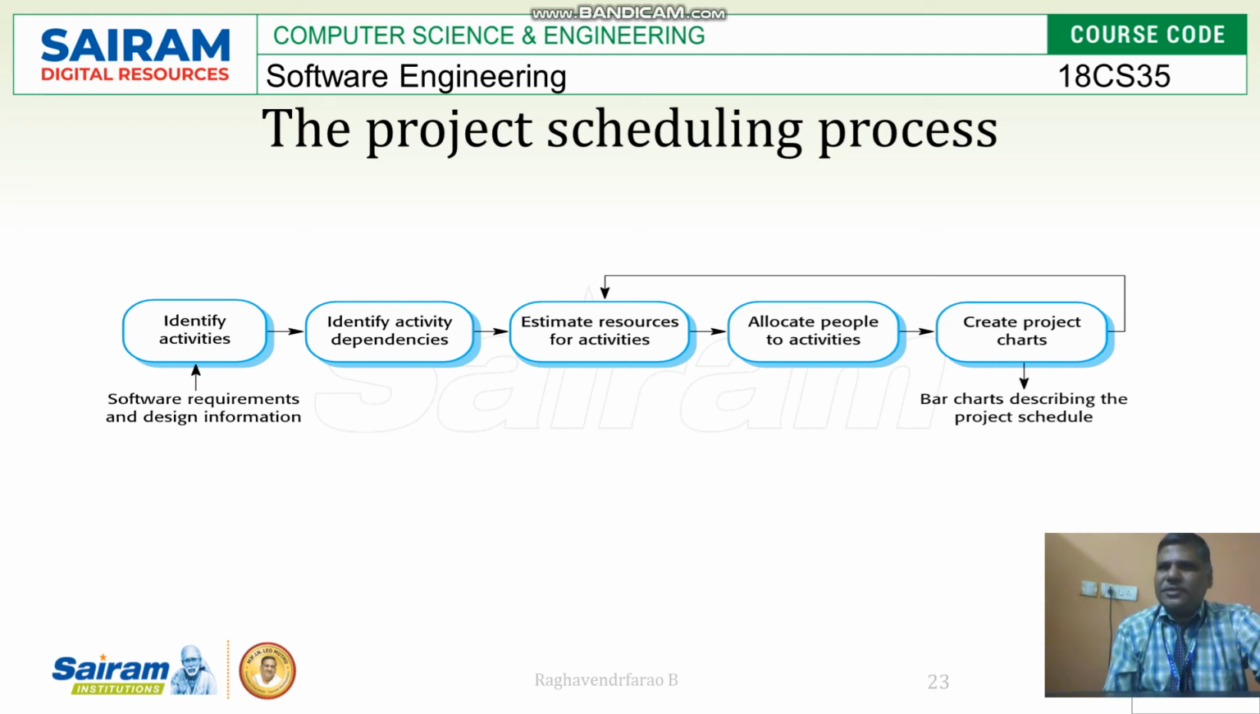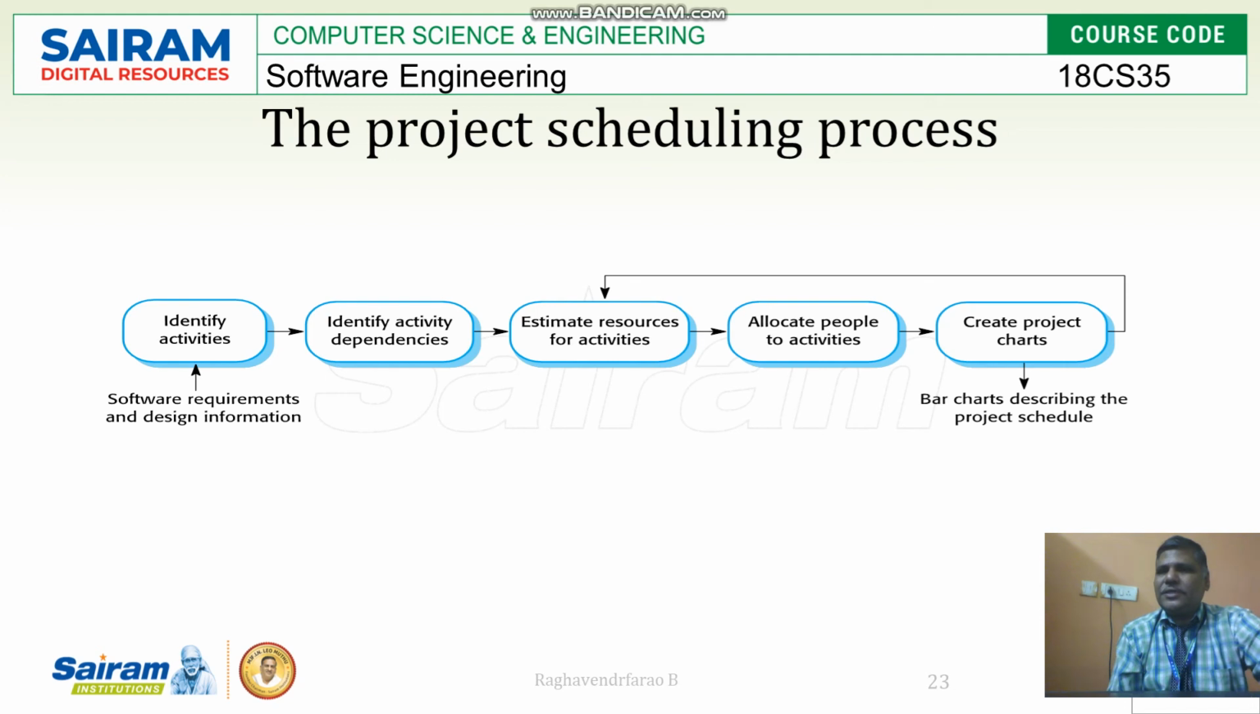Then estimate the resources for the activities: how many resources are going to be available, and based on that availability, how many modules and activities you are able to schedule, that you should consider. Then next is allocation of people for those particular activities.